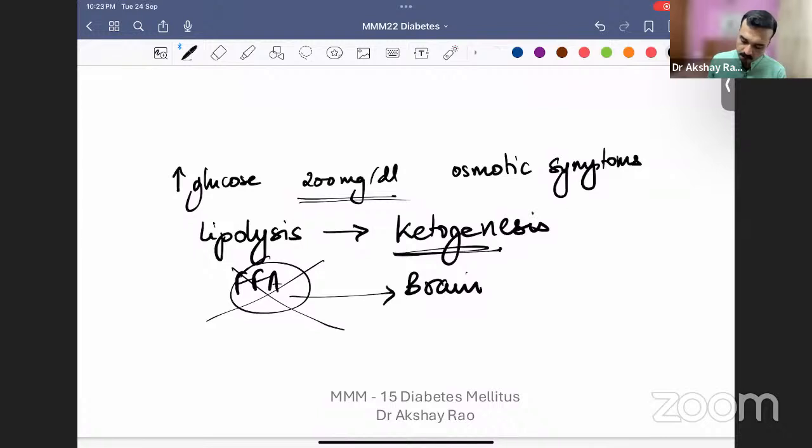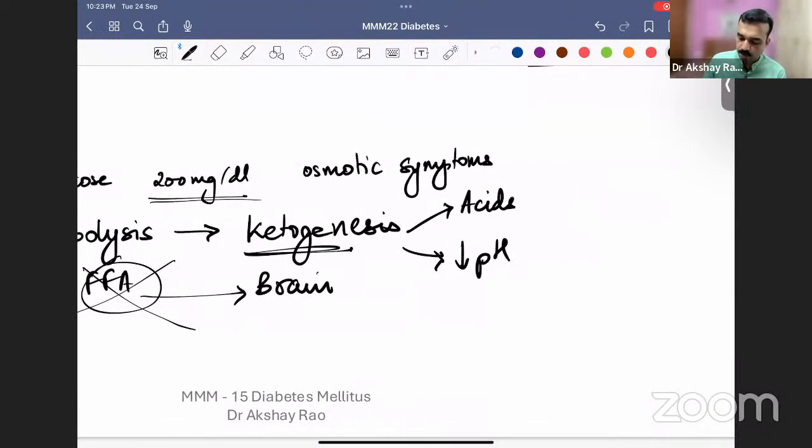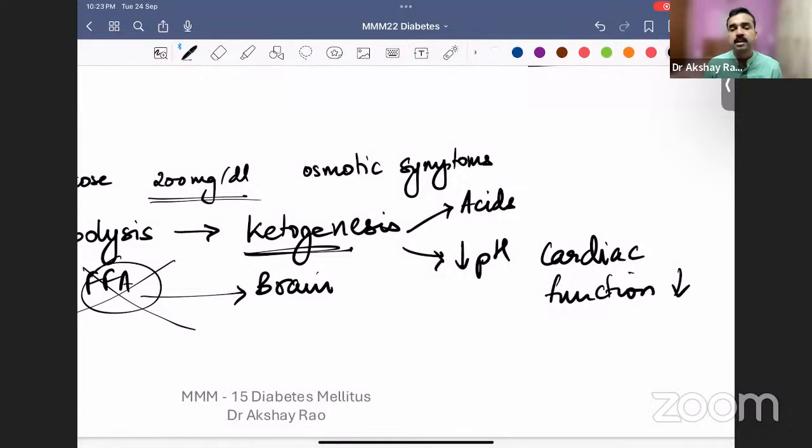Okay, so that's the problem now. When the ketone bodies, these are acidic. So these are keto acids and they will lead to a reduction in pH. And that is what is the problem. With the reduction in pH, there's going to be cardiac function that is suppressed. They land into hypotension. They land into Kussmaul's breathing.